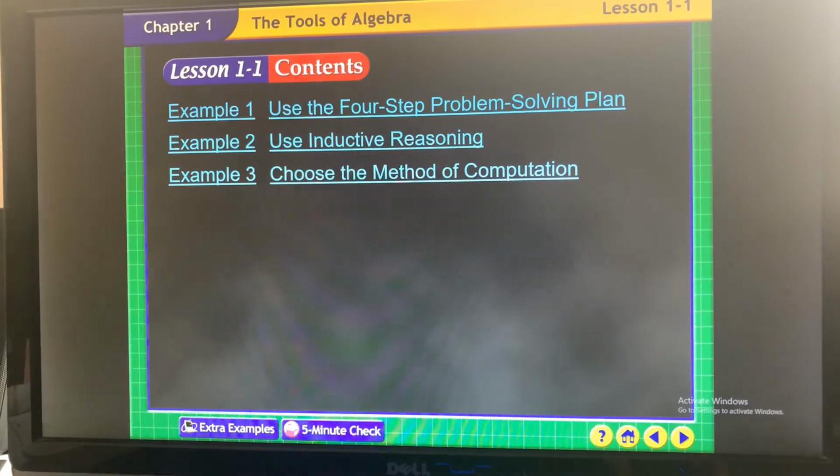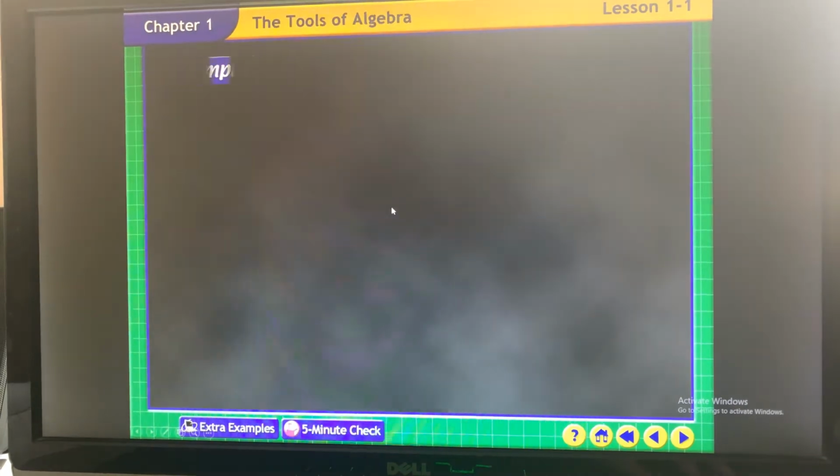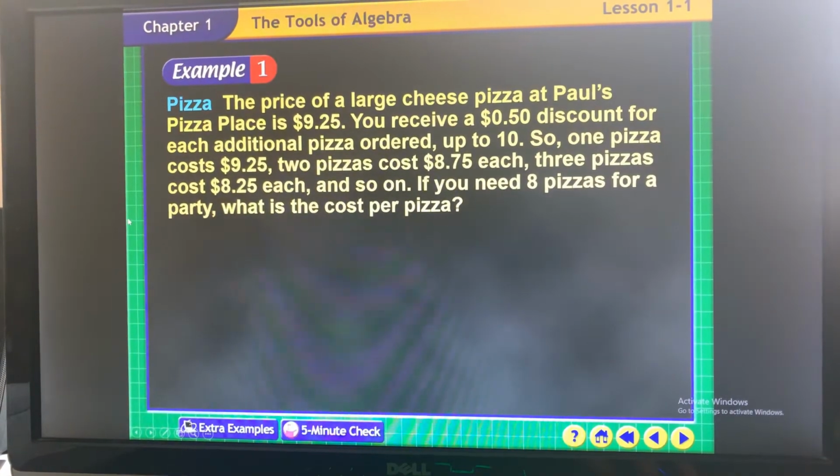I'm not really concerned that you memorize those steps, but if you need to know them, it's explore. So that's basically read the problem, make a plan, how to solve the problem, and then examine the problem. So those are the basic 4 steps. And then we'll work into inductive reasoning and using methods of computation. That would just be, are you going to find the actual or an estimation? Okay, so let's start with the first problem. Just a basic problem solving.